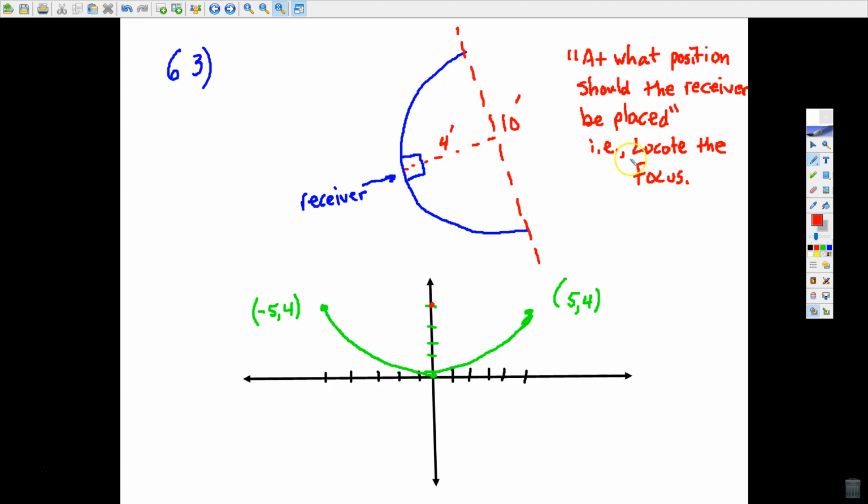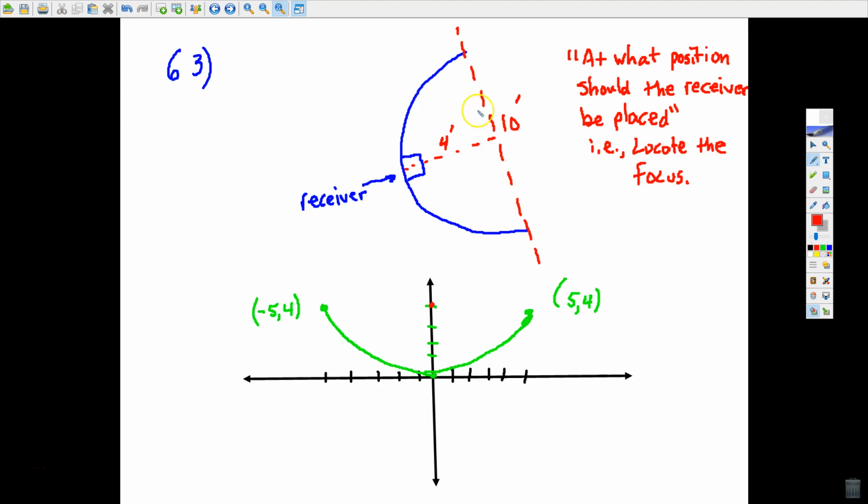So the bottom line, I'm kind of paraphrasing the problem. The bottom line is they want us to tell how far from the base of this parabola, and here's what I'm talking about as the base, how far out from the base should this receiver be placed. Okay, so what I've done here, I just drew a rough sketch of the satellite dish as it's described. But what you should do is just translate that into graph purposes, because that's what we're used to doing.